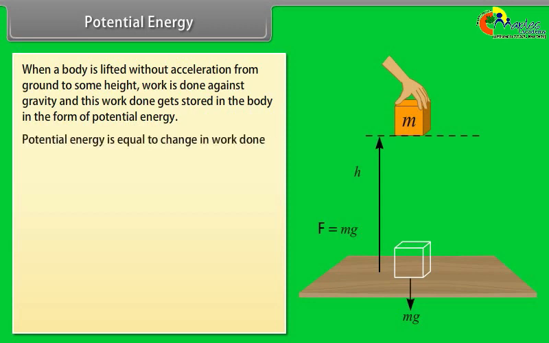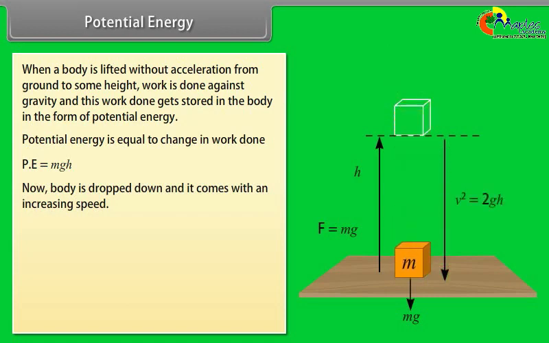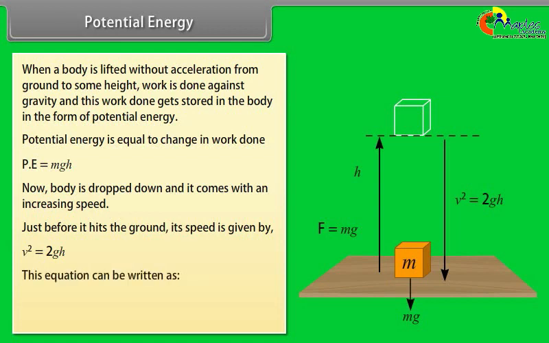Potential energy is equal to the work done. So, potential energy is equal to mgh. Now, the body is dropped down and it comes with an increasing speed. Just before it hits the ground, its speed is given by v² = 2gh. This equation can be written as ½mv² = mgh.